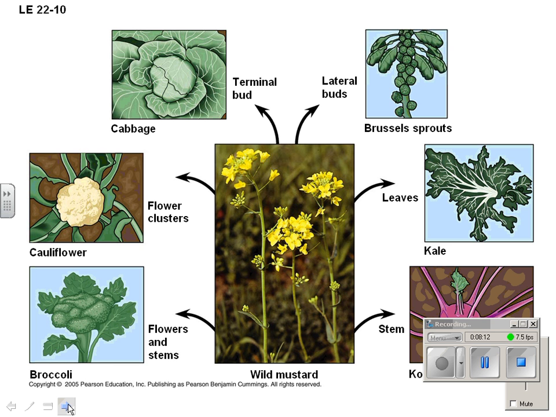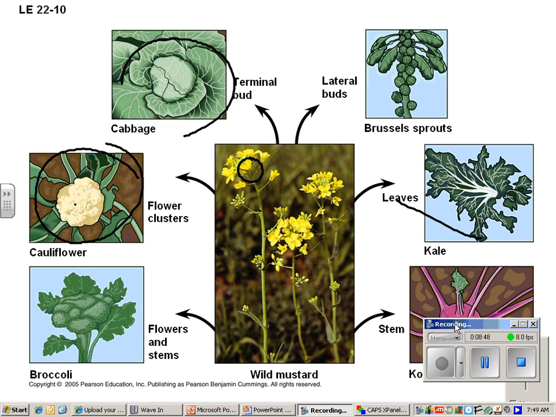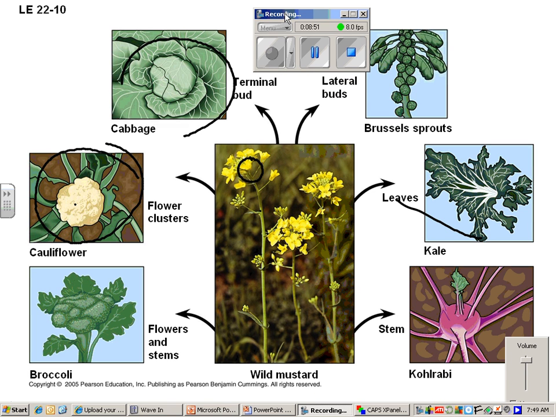Wild mustard plant grows pretty much ubiquitous, meaning it grows everywhere around here. Humans have genetically engineered this by taking certain favorable characteristics. The flower clusters, the white flower clusters, they've taken those and bred plants with whiter flower clusters to make cauliflower. The terminal bud, that's the bud at the end of the stem, cabbage. The lateral buds, it forms these buds on the side, Brussels sprouts. Leaves make kale. Stem to make something called kohlrabi, and the flowers and stems to make broccoli.